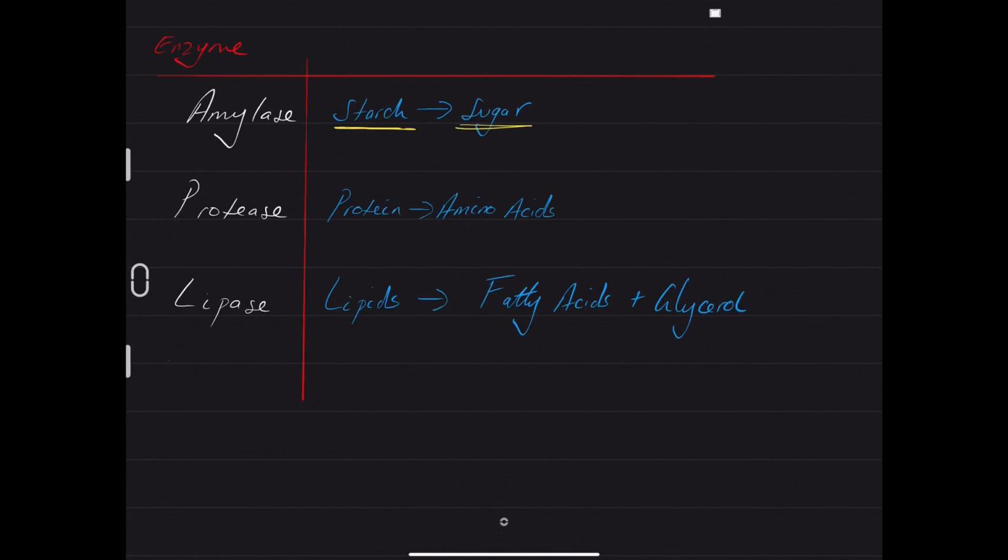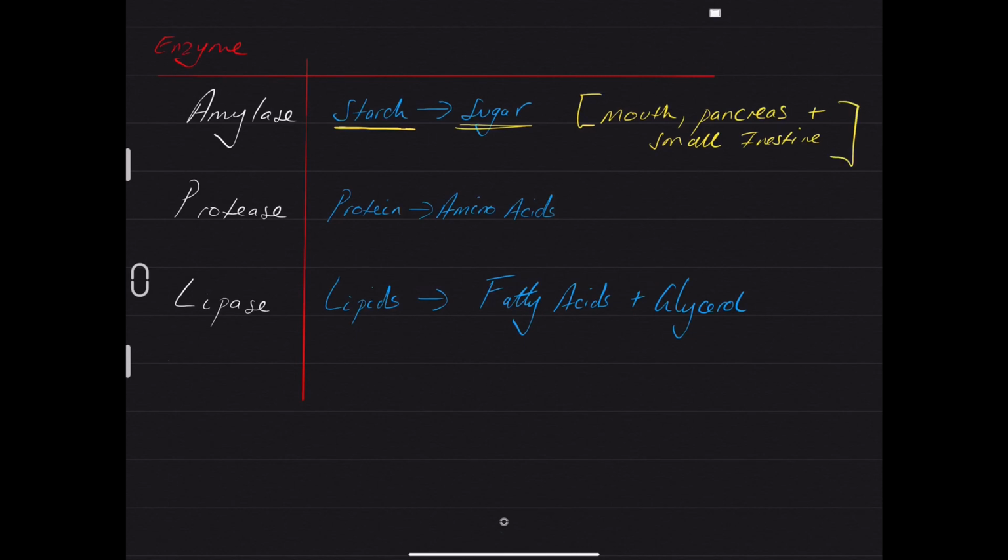Okay, now also I want you to make a note of the location of each of these enzymes. So amylase can be found in the mouth. It is also secreted by the pancreas and the small intestine. Okay, so that's for amylase.